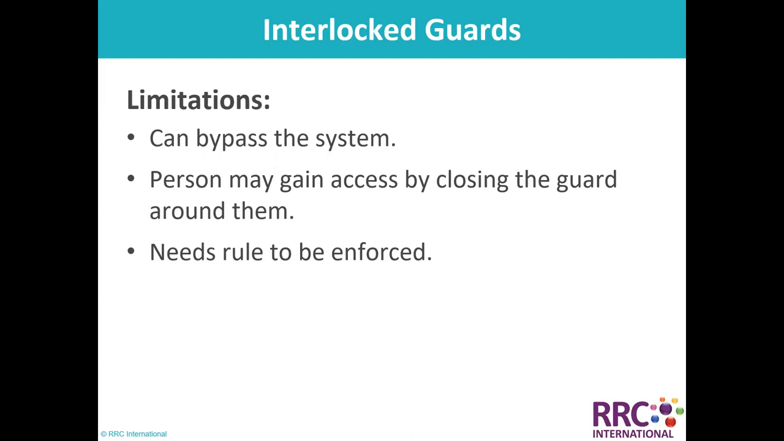today my camera is not working, I don't know why. In case, let's say from the top, if this is the button which has to be pressed so that the machine is going to rotate, if without putting the jug on the juicer machine, you press this button and then you turn the machine on, the machine will start rotating. So that is why it is mentioned that the machine can be bypassed. A person may gain access by closing the guard around them. They just open the guard, get in and then close the guard.